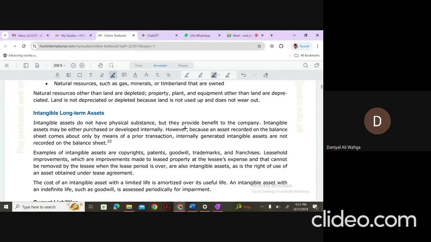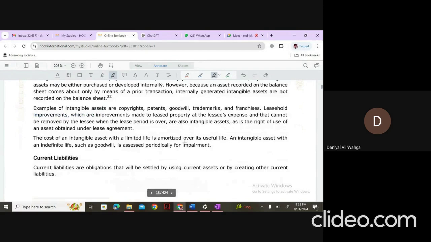Examples of intangible assets include your copyrights, patents, goodwill, only externally generated goodwill, which comes in when a subsidiary is being acquired. Only then can goodwill be recognized, and that goodwill comes under the definition of IFRS 13. Trademarks, franchises, and leasehold improvements, which are improvements made on leased property at the lessee's expense and cannot be removed by the lessee when the lease period is over, are also intangible assets, as the right of use of the asset obtained under the lease agreement.